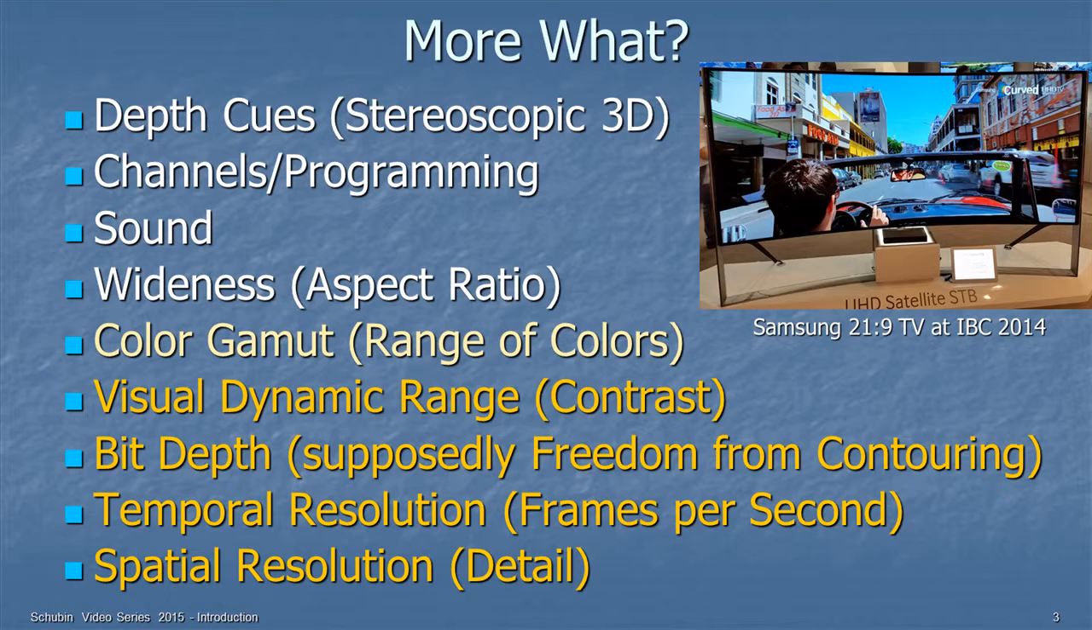And the bottom four I'm going to discuss in the next three presentations: visual dynamic range, which is a form of contrast, bit depth, which is supposedly freedom from contouring, temporal resolution, frames per second, and spatial resolution or detail. And the middle one there, color gamut, or the range of colors, I'll be speaking of a little bit this time, and also a little bit in the presentation on dynamic range.